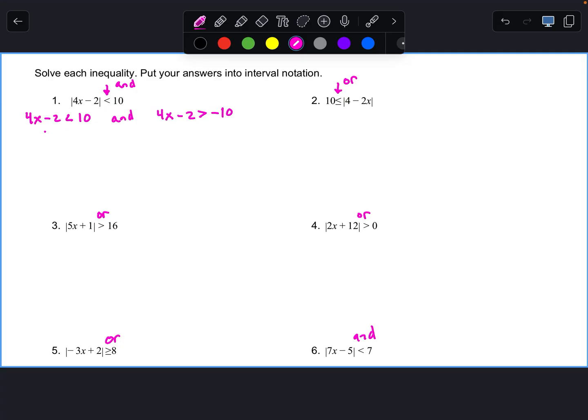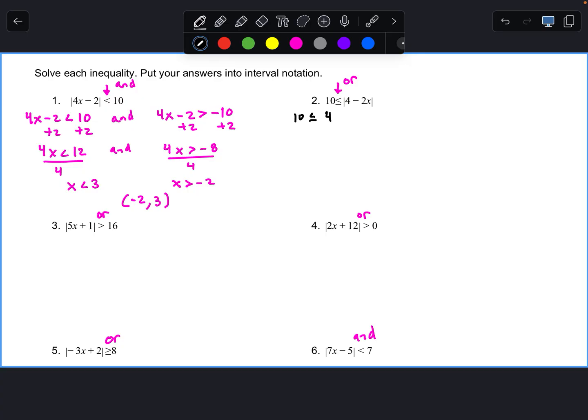Now, I'm going to use inverse operations to solve each one of these statements. In doing so, I'm going to get 4x is less than 12 and 4x is greater than negative 8. As I divide out my 4, I have x is less than 3 and x is greater than negative 2. And I simply put those two as my interval notation. Those are my low values to my high values. Let's continue on with the second problem.